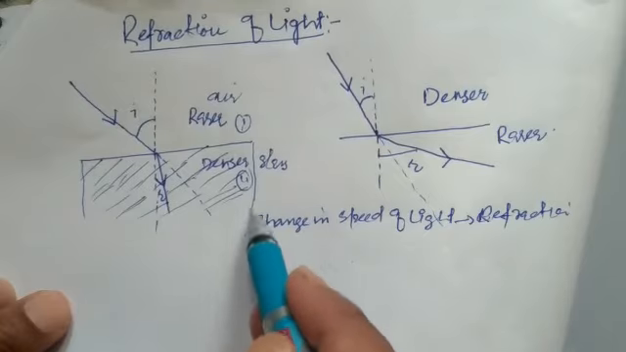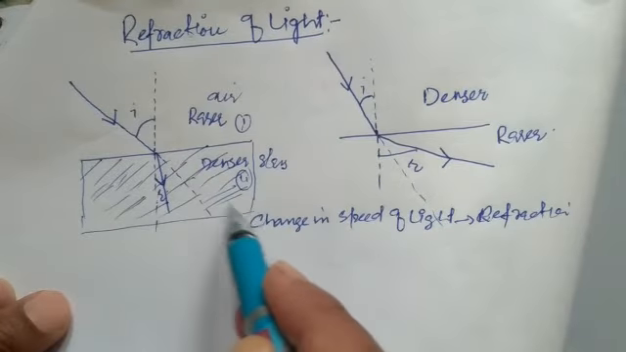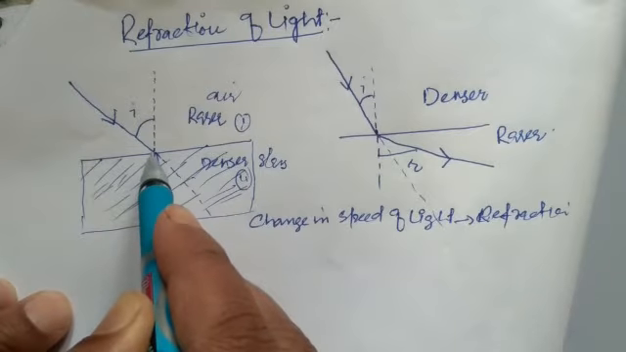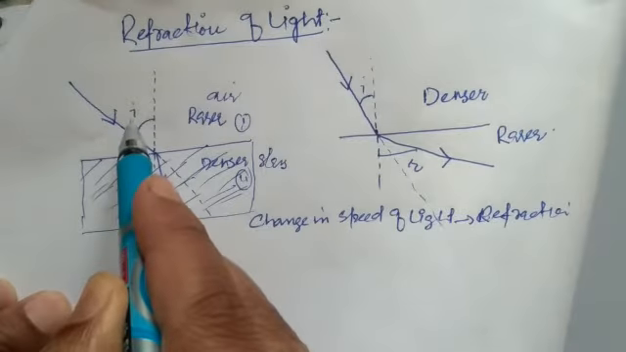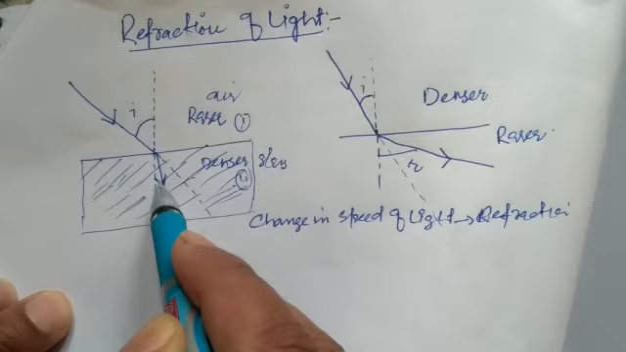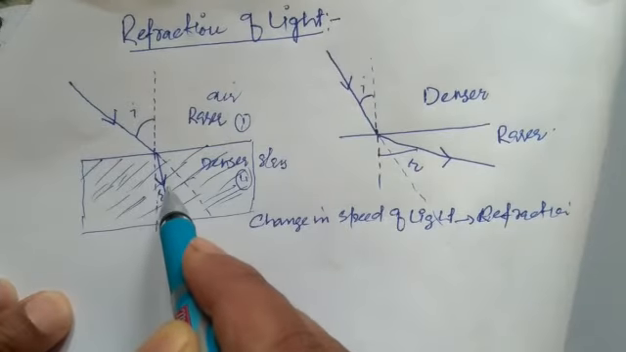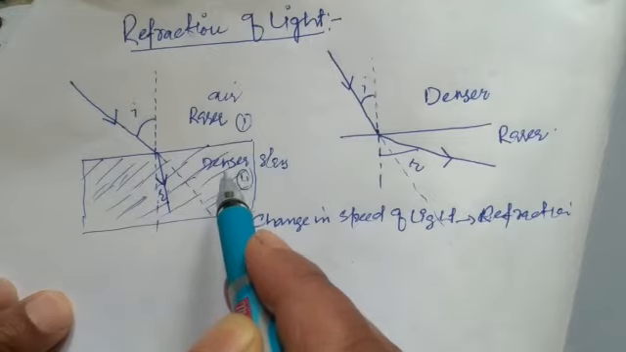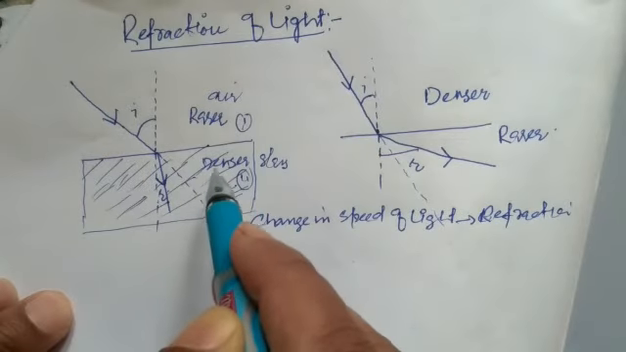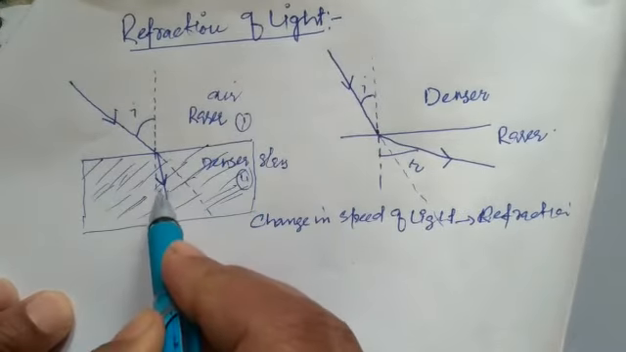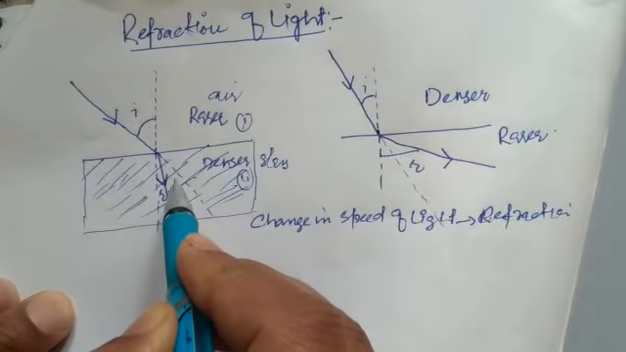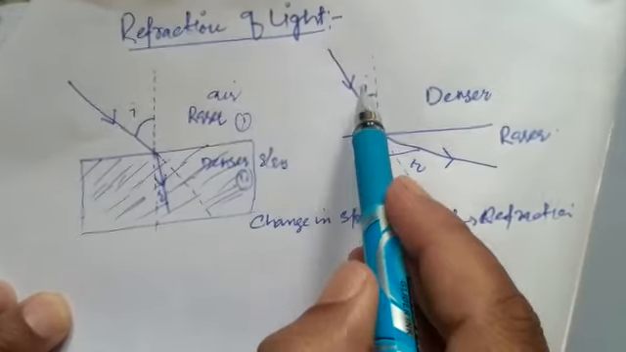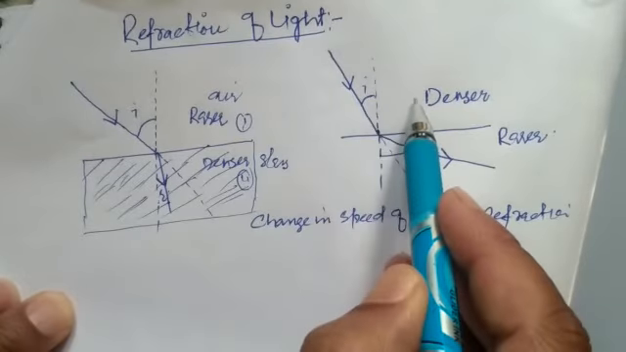Once a ray of light enters this glass, it will not move along the same path as it had in the air. It will bend towards the normal. That makes this medium an optically denser medium. Density and optical density are different. Optically denser means the medium in which the speed of light is less. In this example, this is the denser medium.